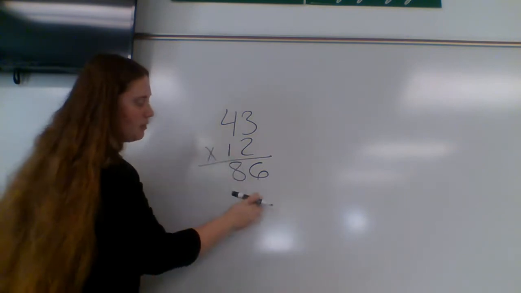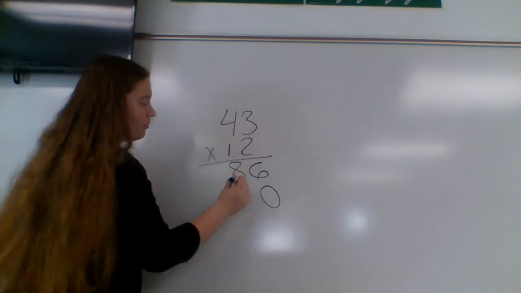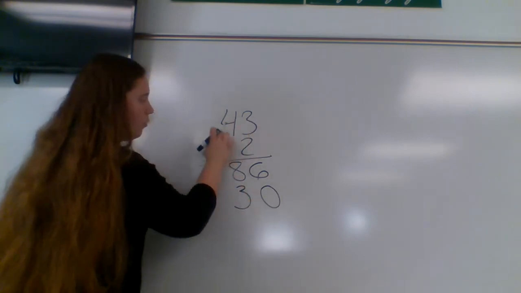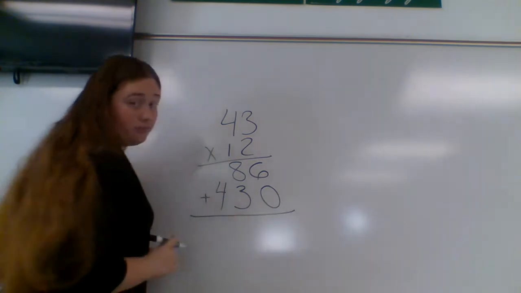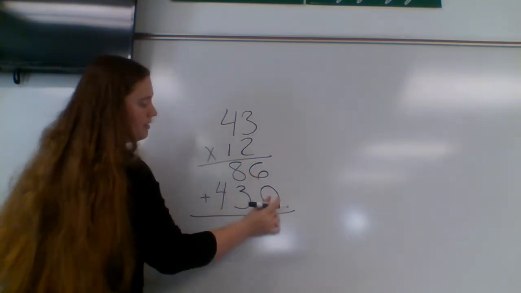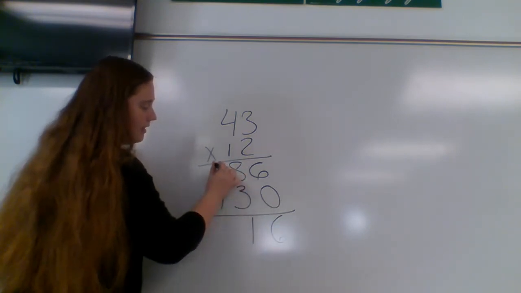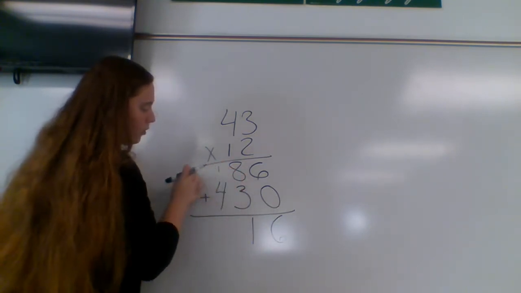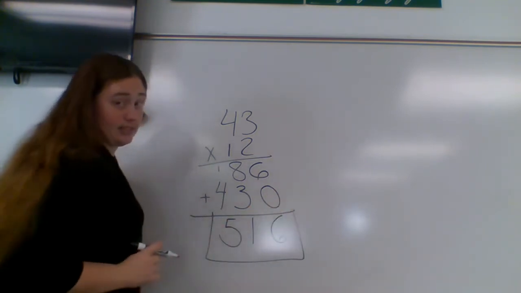Okay, so we have this 1 that I'm going to multiply. My 1's in my tens place, so I need to put a 0 right here. 1 times 3 is 3. 1 times 4 is 4. Add those together. 6 plus 0 is 6. 8 plus 3 is 11. Carry the 1. And 4 plus that 1 is 5. And your answer is 516.